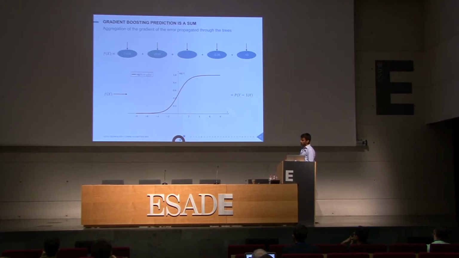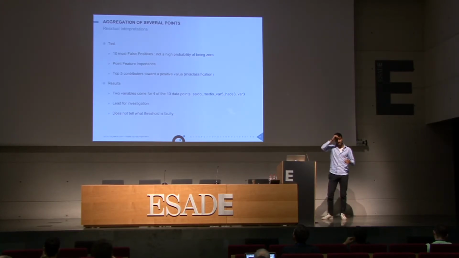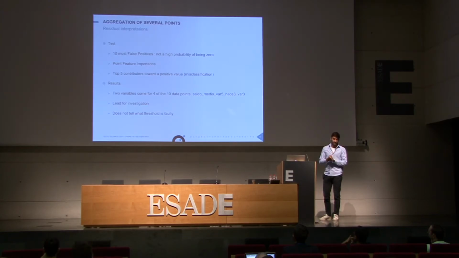And why is it interesting? Well, because of residual interpretations. I mentioned earlier that sometimes your algorithm is going to be wrong. All models are wrong. Some are useful. But, for example, if you take the 10 most false positive occurrences, meaning that you predicted that your customer is going to be unhappy, class 1, but actually is quite happy.